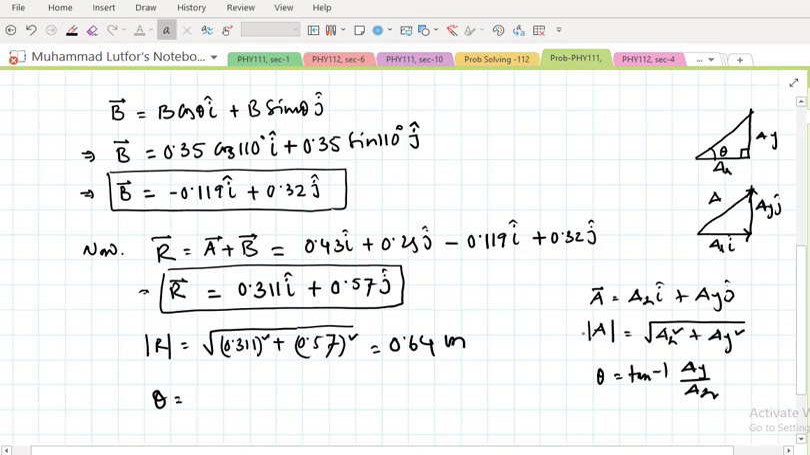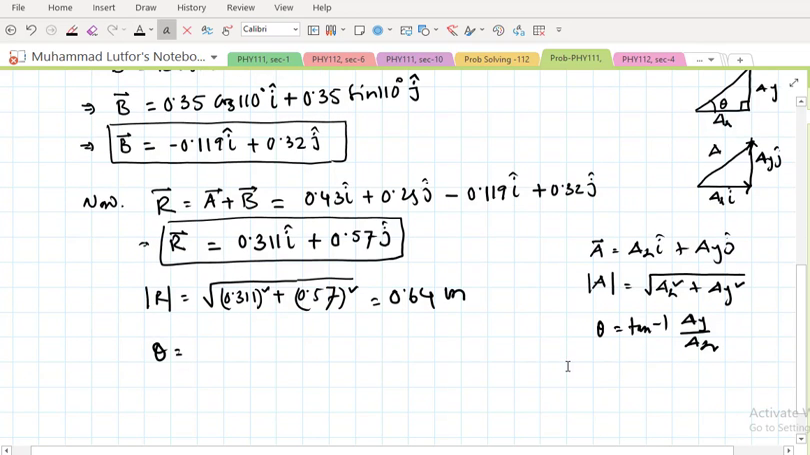Now I can say that tan theta, by the trigonometric definition, is the opposite, which is ay, divided by the base, which is ax, right? That's how we find tan theta from the ratio of this trigonometry. So then I can write theta would be tan inverse of 0.57 divided by 0.311. That will give you an angle of 61.38 degrees. That will be your answer, which is in the first quadrant.